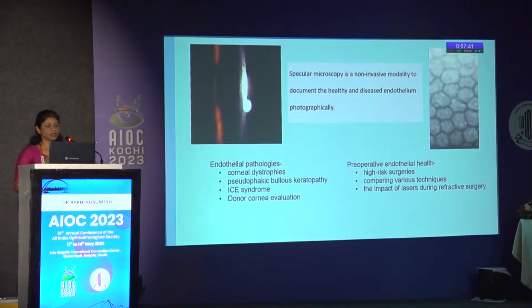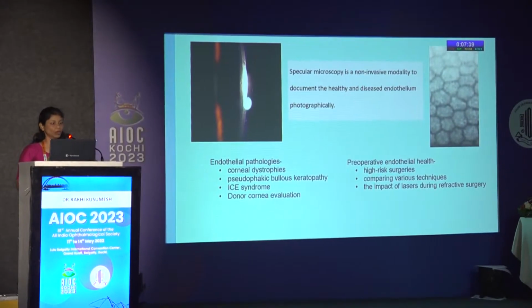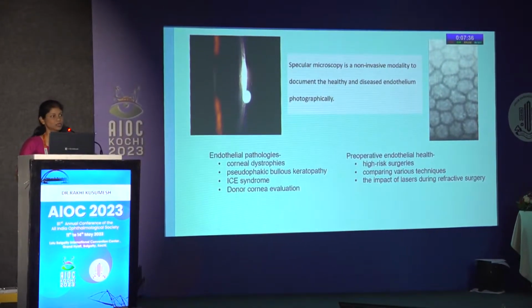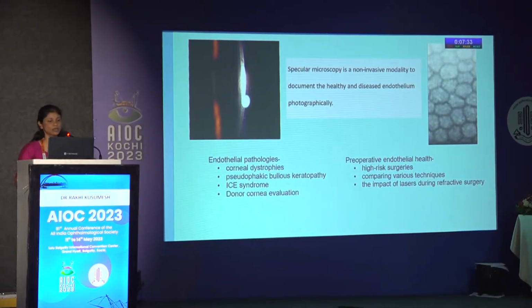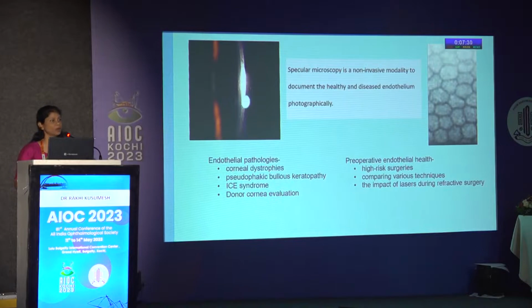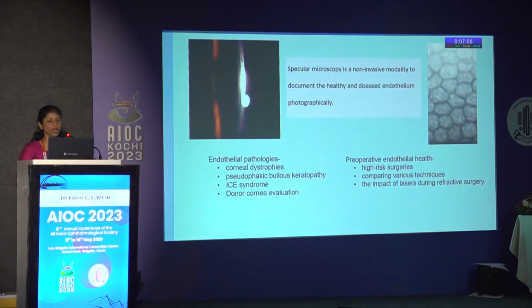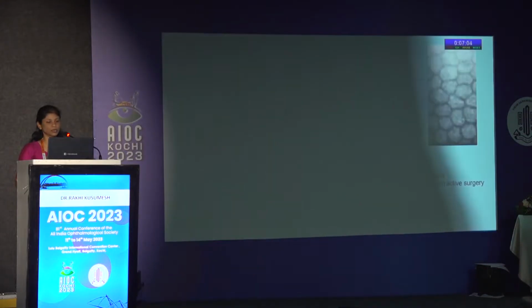Specular microscopy is a very practical tool, not only for the corneal surgeon but for all ophthalmic surgeons, in identifying the subtle changes as well as the macroscopic endothelial changes prior to any kind of ocular surgery. We routinely do this test on nearly all patients in OPDs, but the problem is we cannot keep a record or document these findings for monitoring of patients. Specular microscopy is a non-invasive modality which can document the healthy as well as diseased endothelium photographically, and with this test you can monitor the patients.